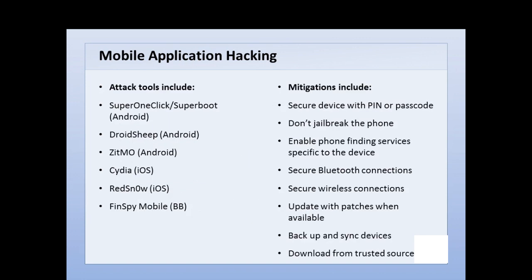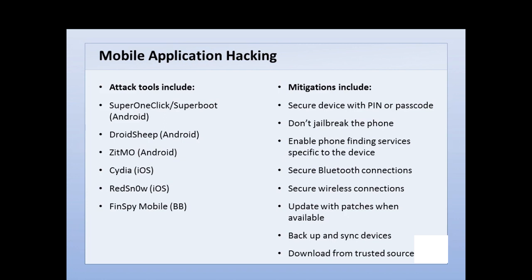Now, briefly, there's several attack tools that are out there for mobile application hacking. Some of these obviously are specific to the operating system or the phone. Super One-Click and Super Boot are for Android, and they're basically used to root or jailbreak the device. Droid Sheep and Zitmo are other Android pieces of software that will install malware and affect the device. Cydia and Redsn0w apply to the Apple iOS, and these are used to jailbreak the device and get software onto it. And even BlackBerry has a piece of software out there called FinSpy Mobile that will basically invade a BlackBerry device and take a lot of data from it.